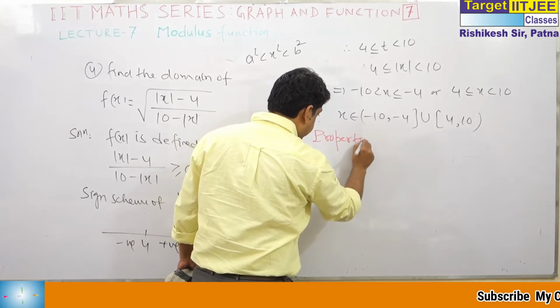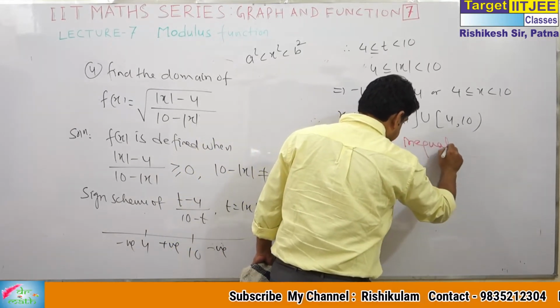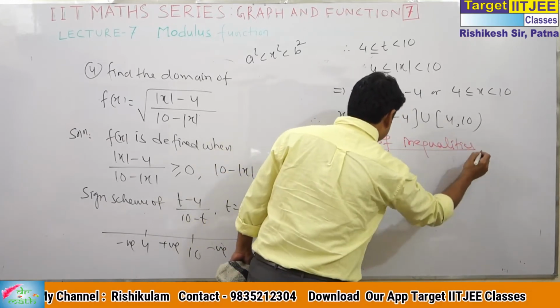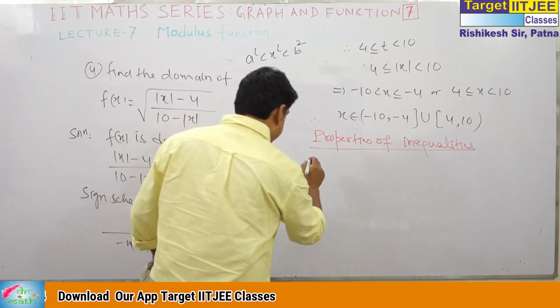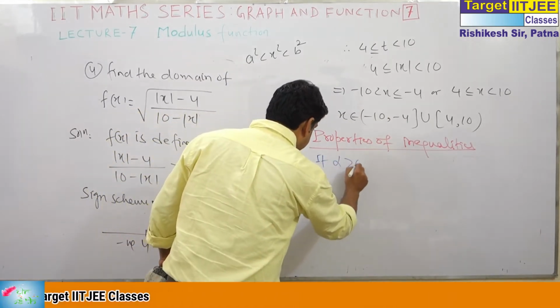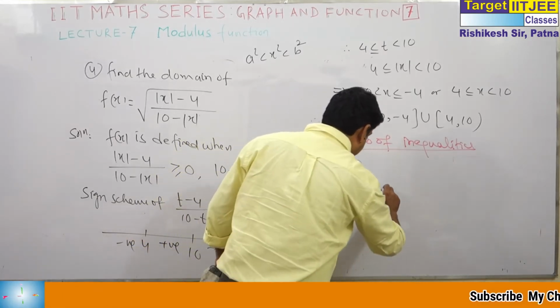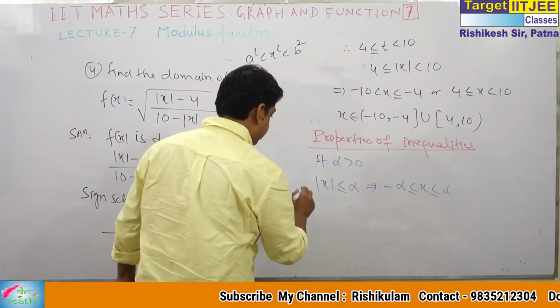Properties of inequalities, or results on inequalities. What is the condition? If alpha is greater than 0, then mod x less than or equal to alpha implies minus alpha less than or equal to x less than or equal to alpha. You take the equal to sign.